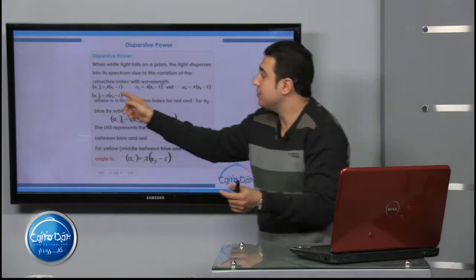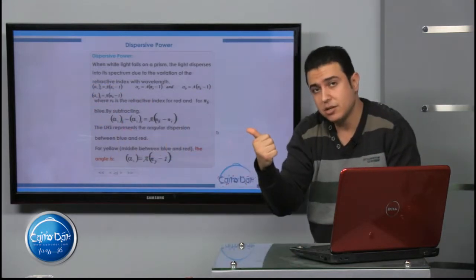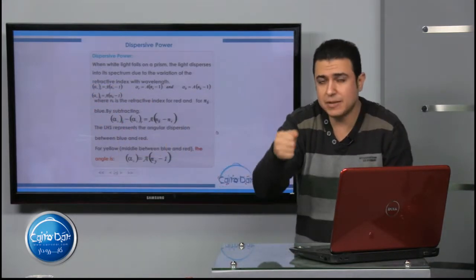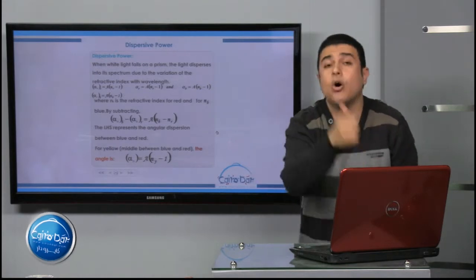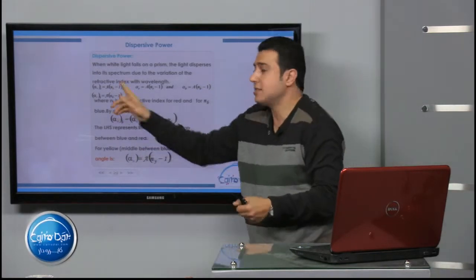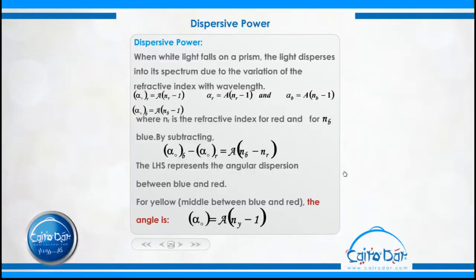But here the angle of deviation is changed. Also the angle of minimum deviation is changed. Also the refractive index is changed according to the color, according to the light. Okay, so alpha naught for red equals A between brackets n red minus 1. That's for red. But for the blue, alpha blue equals A between brackets n blue minus 1.